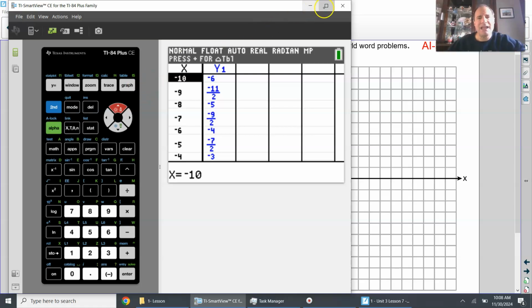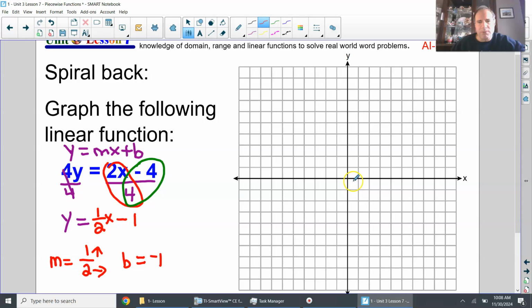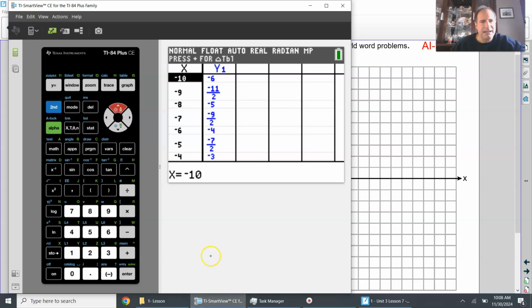So it's -10, -6. So we're going to go -10, which is right to the left, and -6 is 1, 2, 3, 4, 5, 6. And we're going to put a point there. -10, -6. You see -9, -11 over 2?